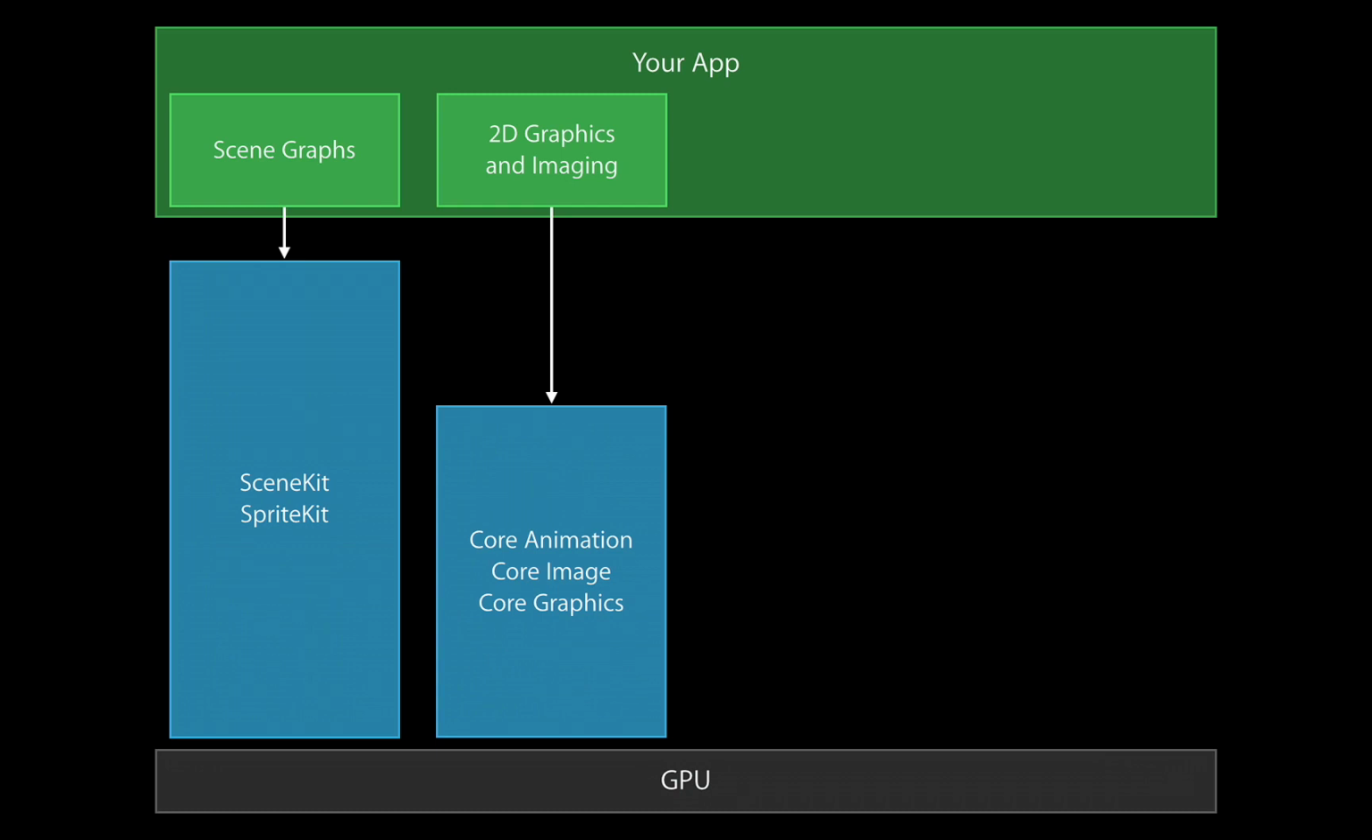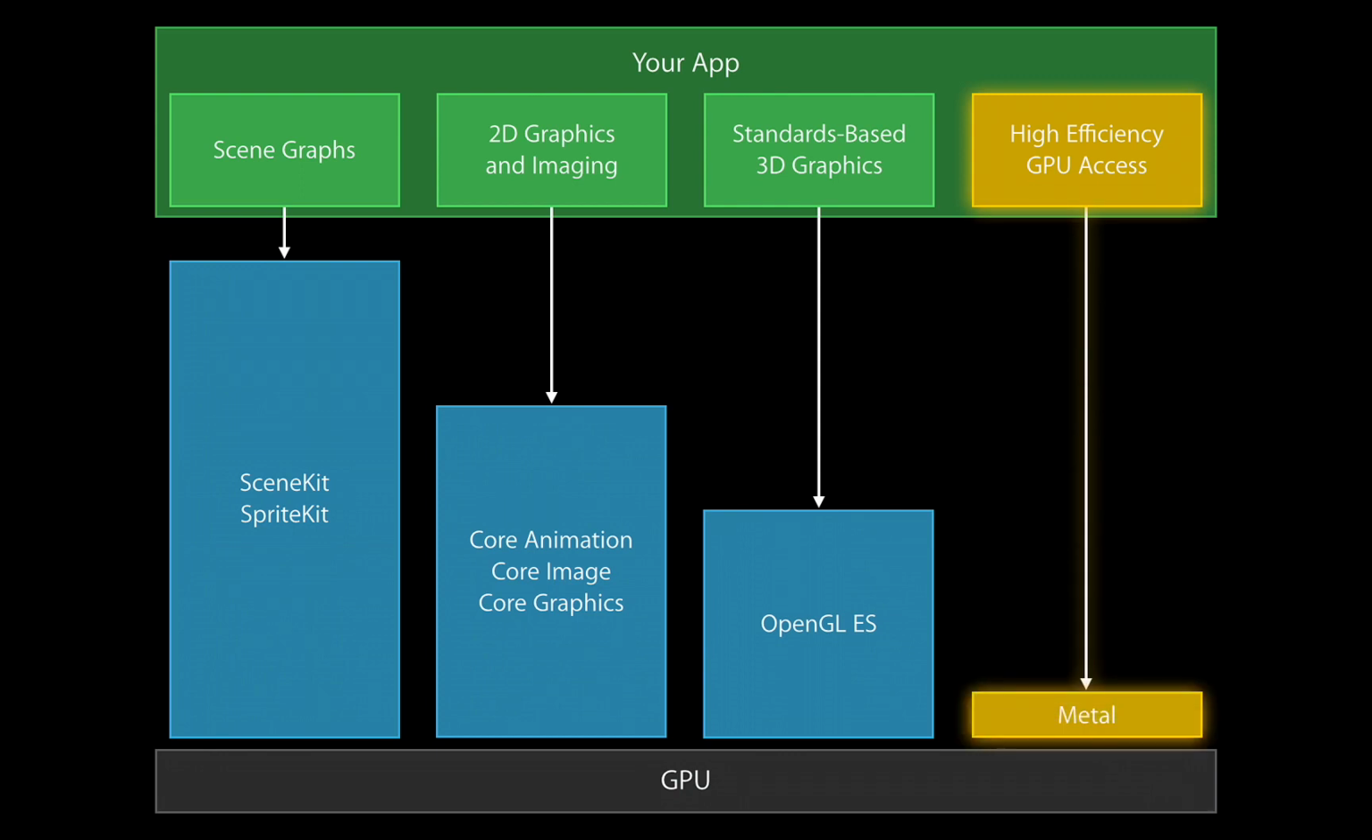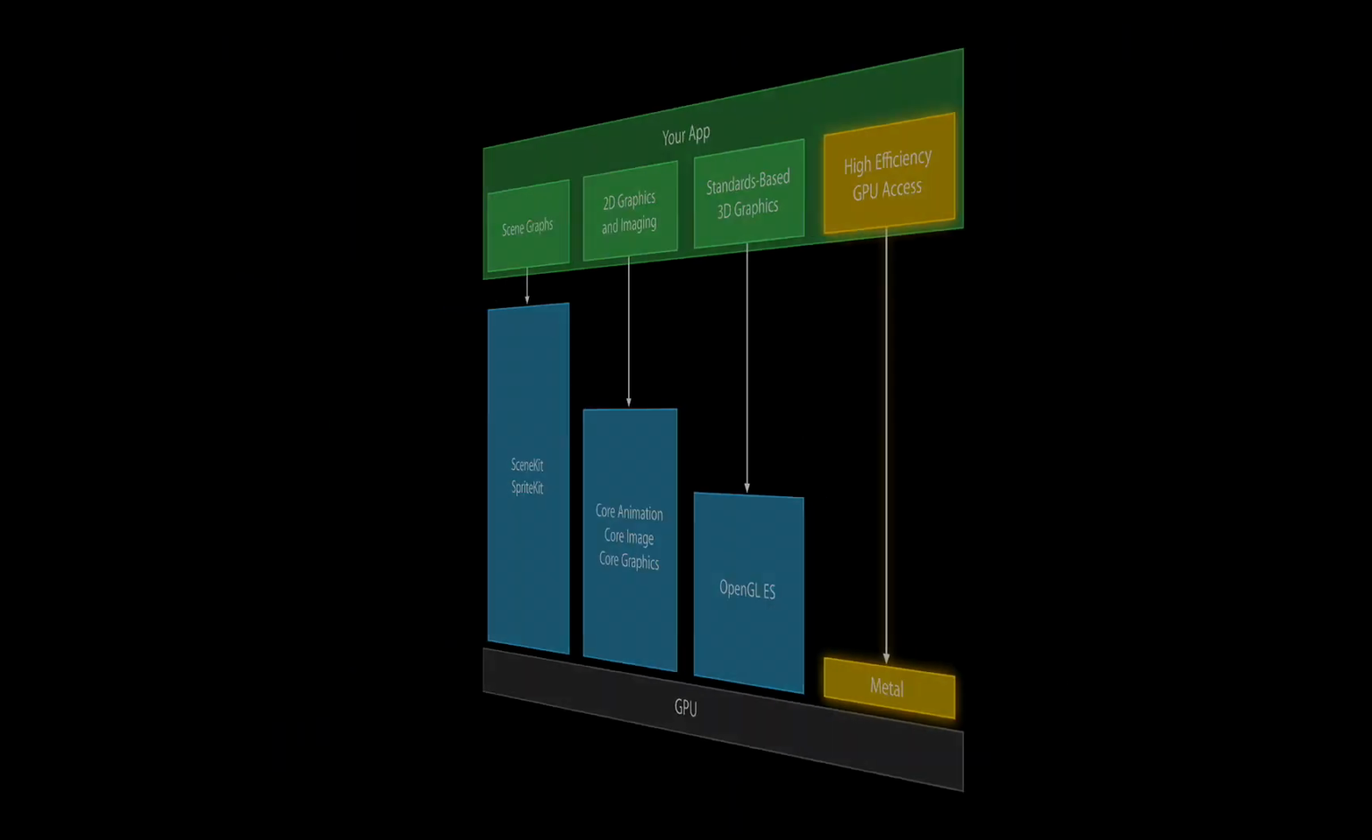And then, of course, we have our 2D graphics and imaging APIs, such as Core Animation, Core Image, and Core Graphics. And these too provide a lot of services. And if this is the type of operation you're doing, these are perfect APIs for you. And as always, we have the standards-based 3D graphics approach with OpenGL ES. But when we wanted to do something better and to give you high-efficiency GPU access at the thinnest possible API layer, that's where Metal comes in. So, how do we do this?